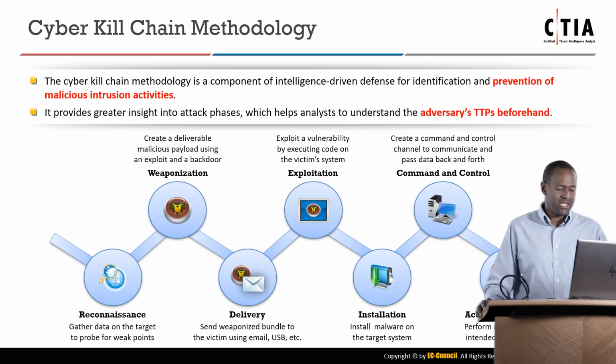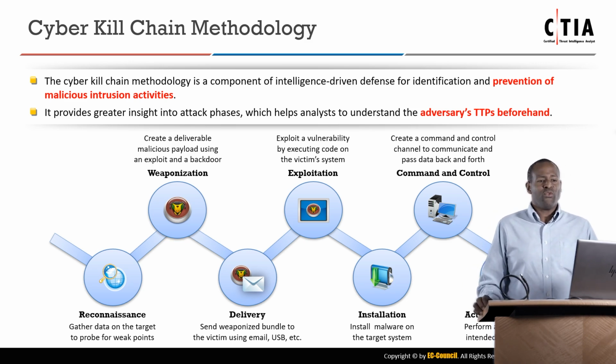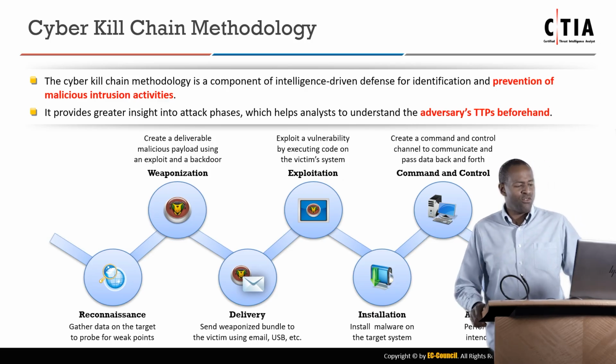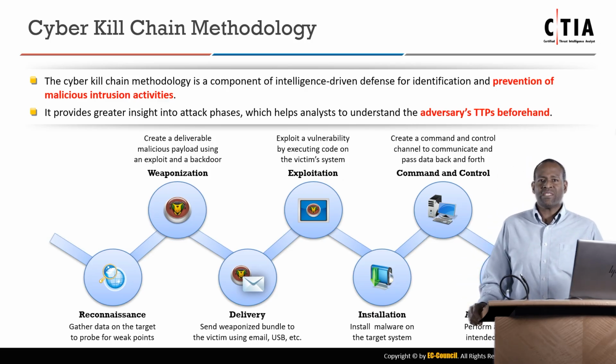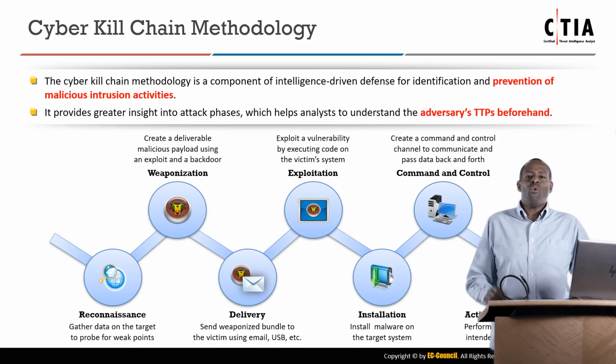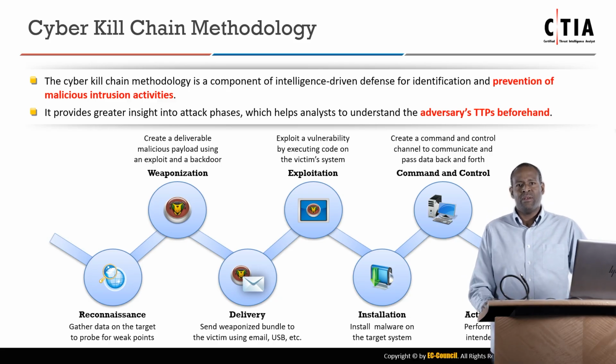We start with reconnaissance. And so if we look at an attack, the attack starts with reconnaissance. And that's where data is gathered on the target, where we probe looking for weak points. So in this case, we may be doing some type of network scan to find open ports. If you find an open port, let's say you find that port 80 is open. What is behind that port?